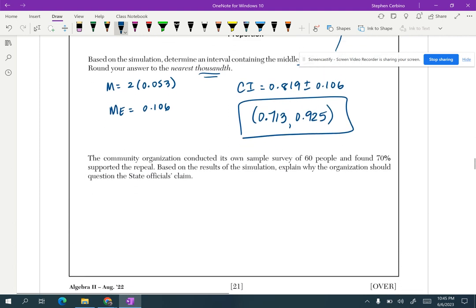It then says that the community organized and conducted its own sample survey and found that 70% of those surveyed want to repeal, based on a simulation. Explain why the organization should question the state's claim. Well, we're going to question the state's claim because 70% is not in this interval. So it would be an unusual result, right? This sample proportion that this community has, 0.70, is not within the plausible interval.